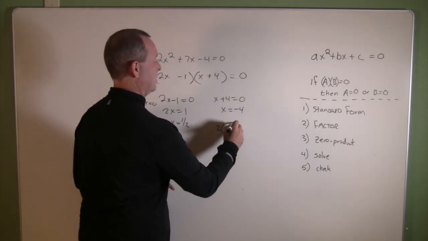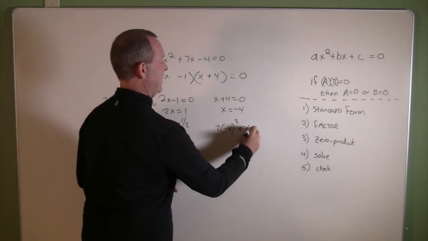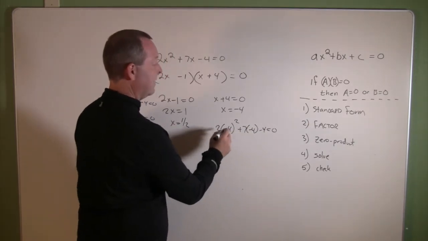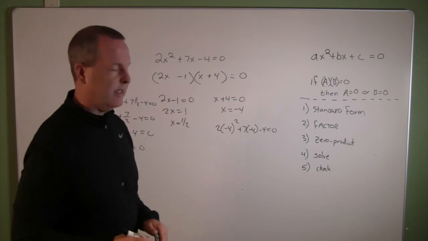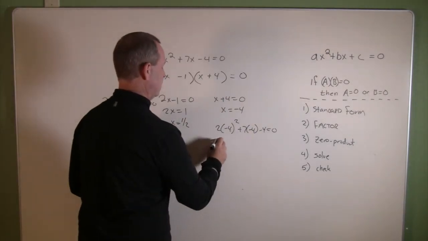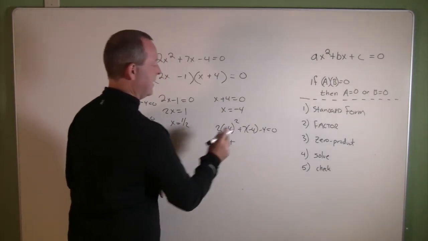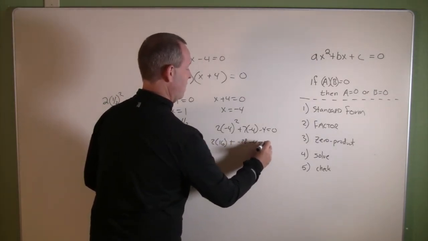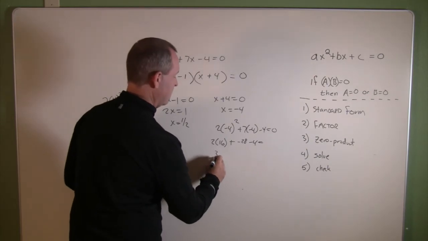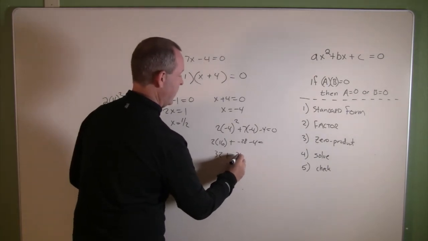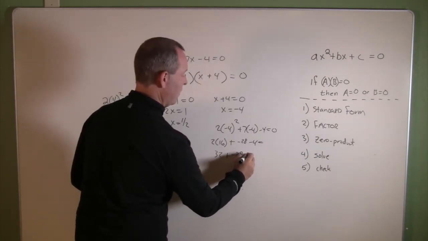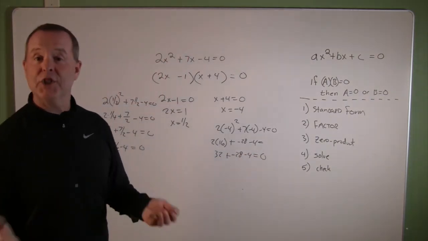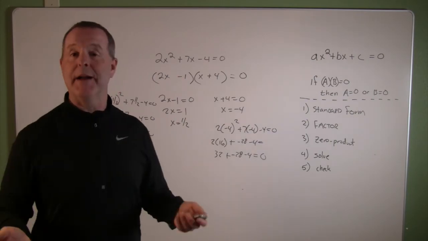2 times -4 squared plus 7 times -4 minus 4 equals 0. -4 squared, +16. 7 times -4, -28. Plus a -4. 2 times 16 is 32. Plus a -28. Plus another -4. 32 minus 32, that checks out. And so therefore I found my 2 solutions.